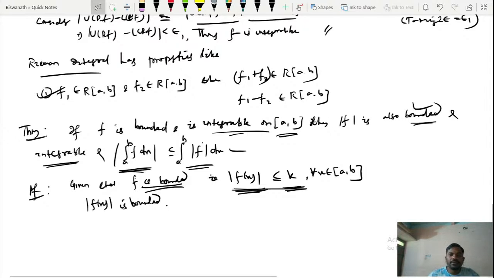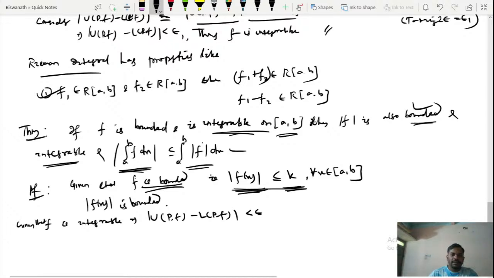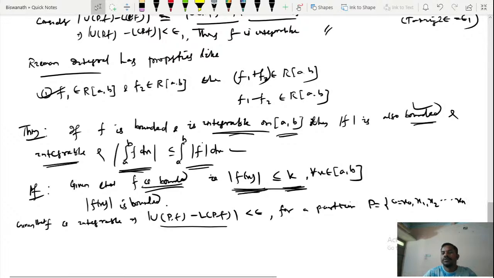Now we'll show how mod f is integrable. Given that f is integrable, how do we conclude that mod f is integrable? Since f is integrable, there exists a partition P such that the modulus of UPF minus LPF is less than epsilon. Consider the partition P, where A is x0, then x1, x2, up to xn, which is equal to B.